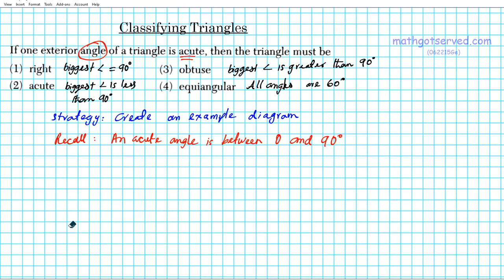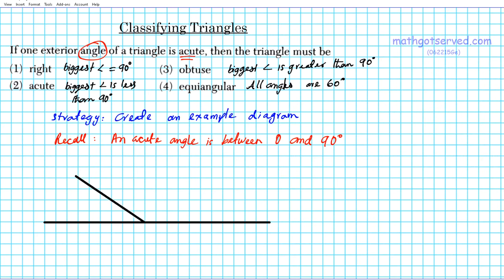Okay, so let's go ahead and generate a sample diagram that will help us to answer this question. So we're going to create a triangle first where the exterior angle is acute. So I'm going to start with the exterior angle. All right, so this is a 90-degree angle. Let's make it acute. Bam. So that's an acute angle.